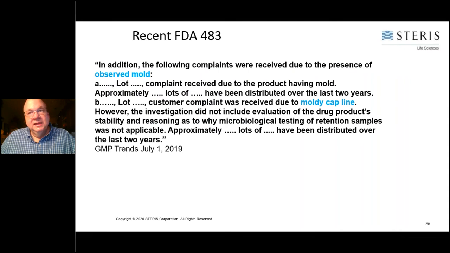And again, as I highlighted earlier, one of the biggest concerns from the FDA and other global regulators like the MHRA, you will note, is going to be mold. So here, they're actually highlighting a moldy cap line on a filled product. That's a big no-no, big concern.